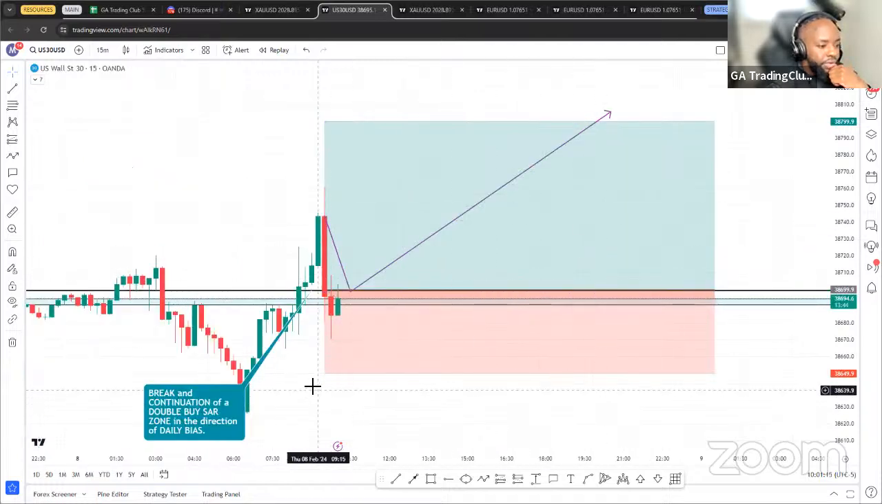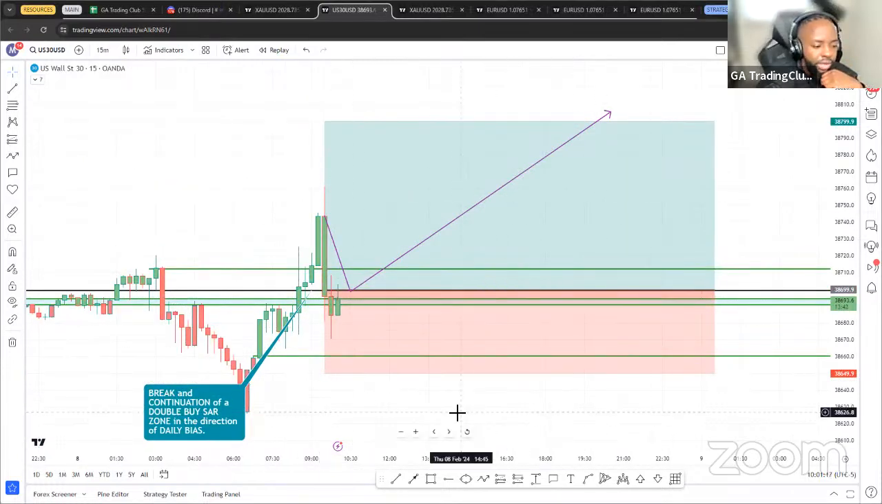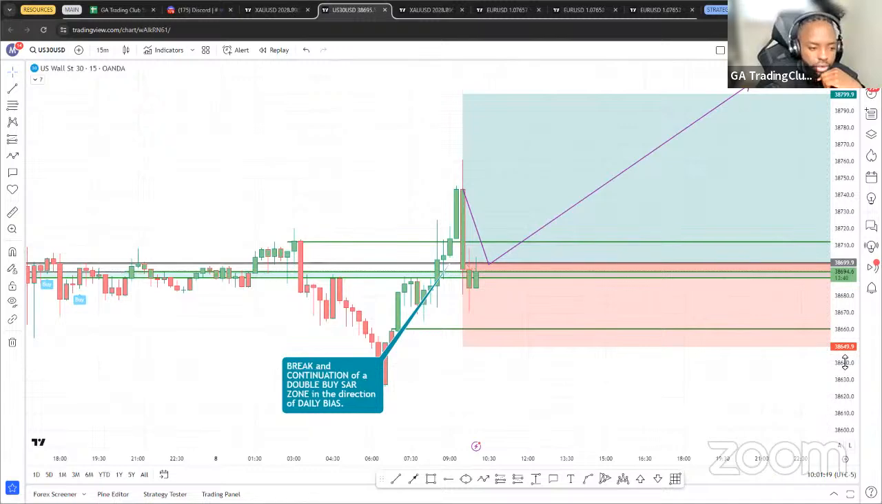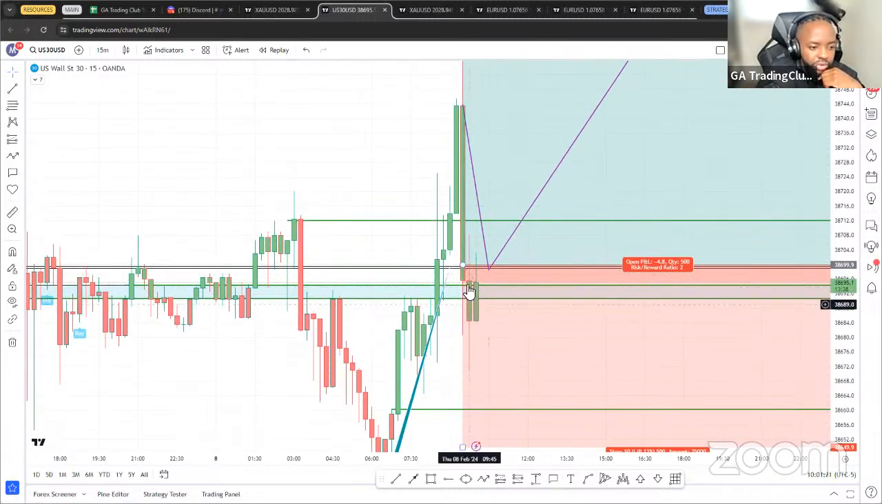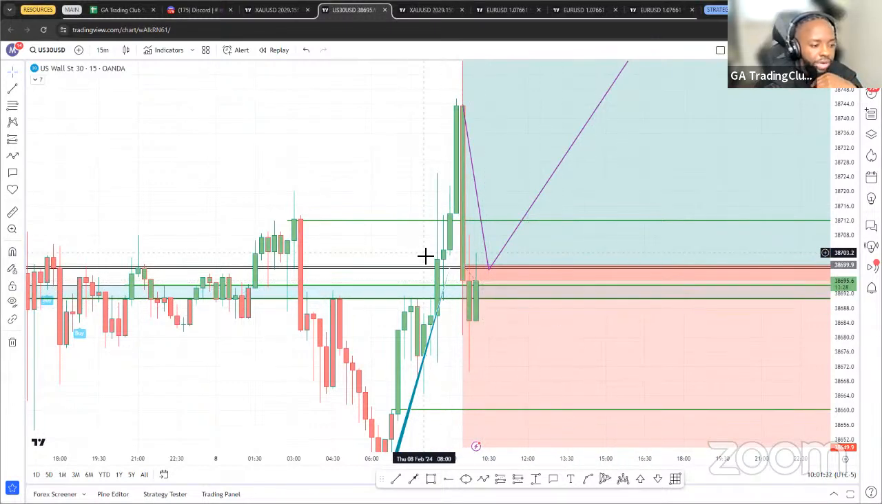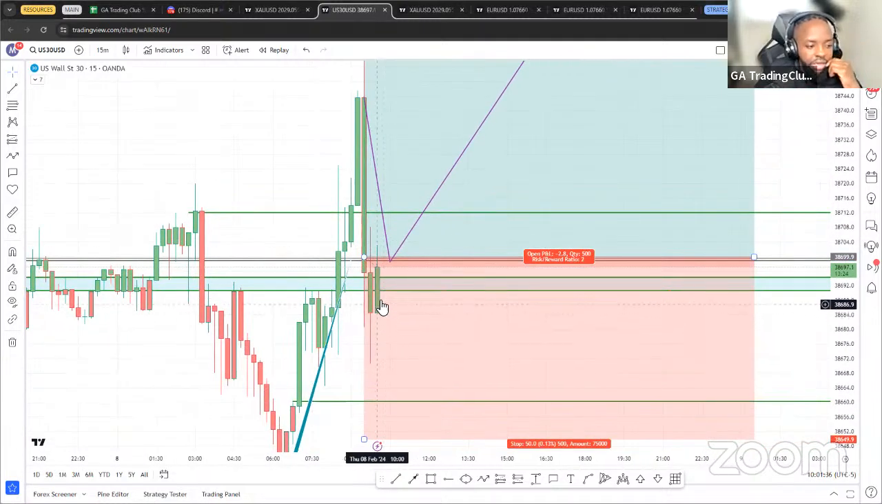Oh, there was that 15-minute entry that I was looking at for US 30, so that did not validate. The test candle validated, but the rejection candle closed below this 15-minute SAR zone, double SAR zone. So the 15-minute entry, test and rejection entry, invalidated. The one we can possibly get here is a break and continuation entry.